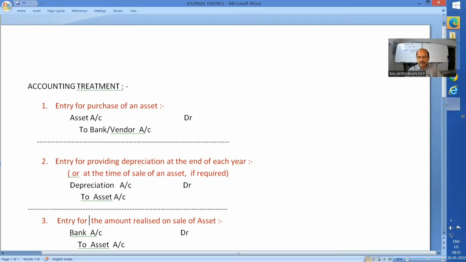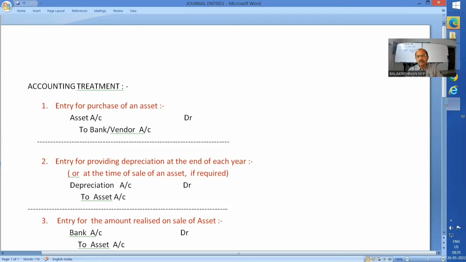Compulsorily every year end you have to make a depreciation entry, or as a special case, whenever an asset is getting sold during the year, you have to make an entry for depreciation. And why I said "if required" is that if the asset is sold on the very first day of the year, you need not calculate any proportionate depreciation. That's what I have written, if required.